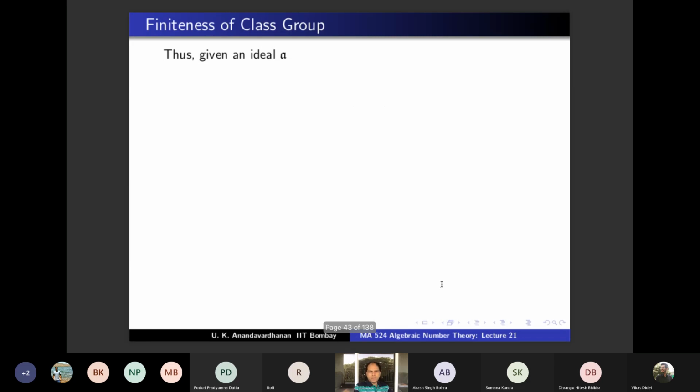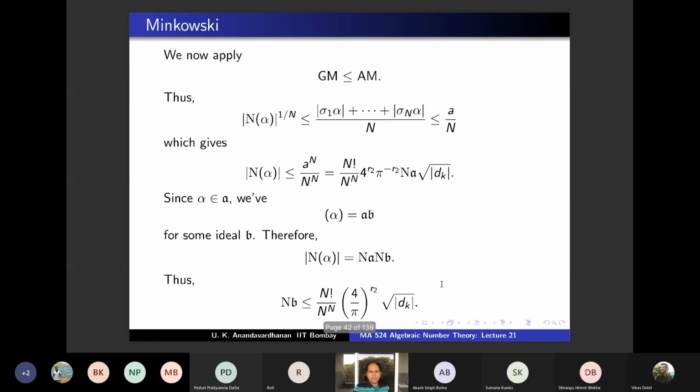Okay. So thus, what have we concluded? Finiteness of class group is immediate because what you have concluded is that given an ideal A, I am showing that there exists an ideal B such that B times A is a principal ideal. That means B is equivalent to A inverse.